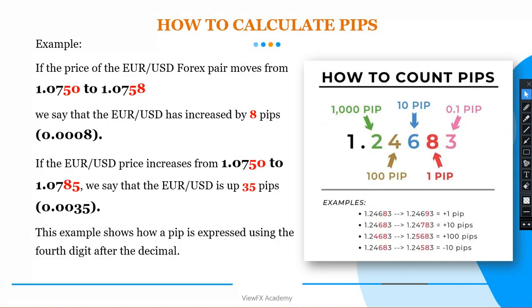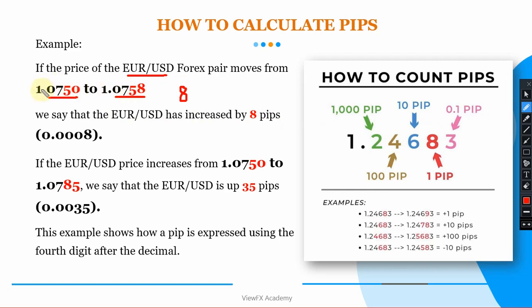So we'll move to the next one, how to calculate pips. To calculate pips is just addition and subtraction. For example, if this pair Euro USD moves from this to this, the first two, this is 0.7, this is 0.7, so they are constant. But this one, this is 50 and this is 58. The difference between these two numbers is just 8. So we say the Euro USD has increased by 8 pips.